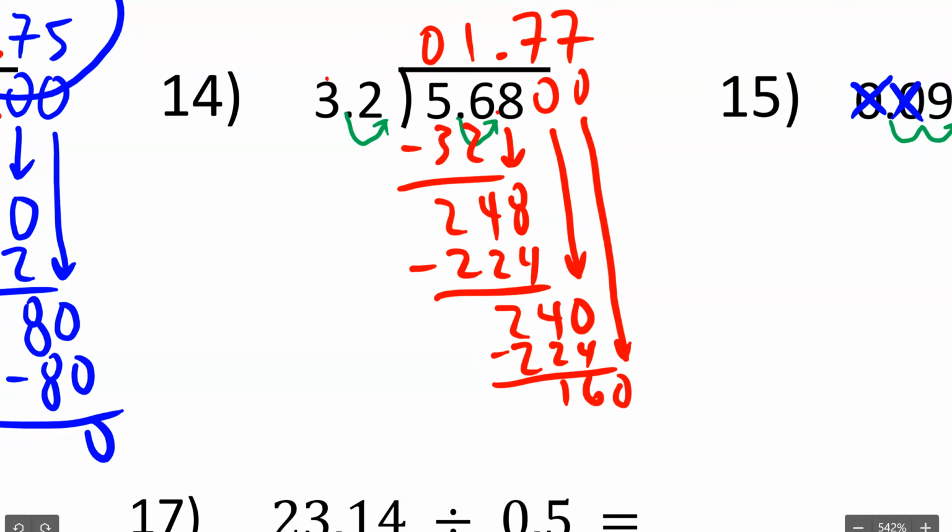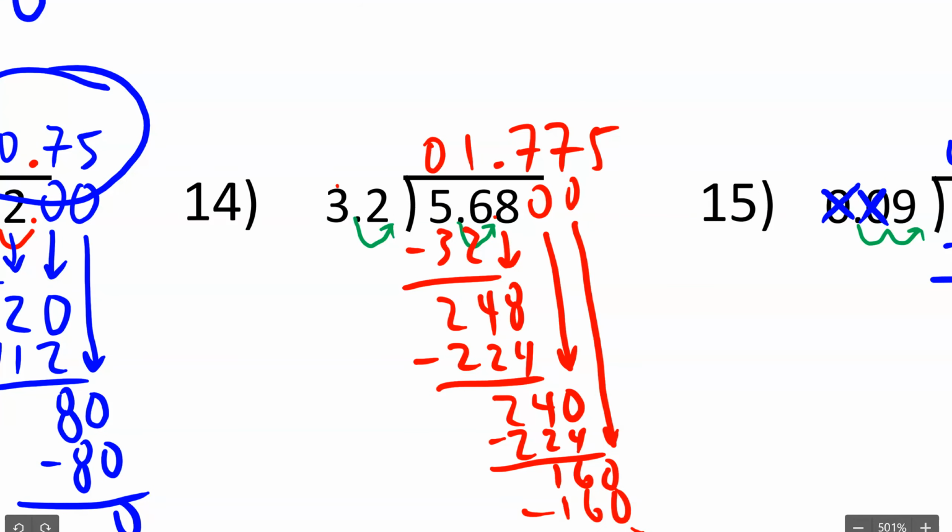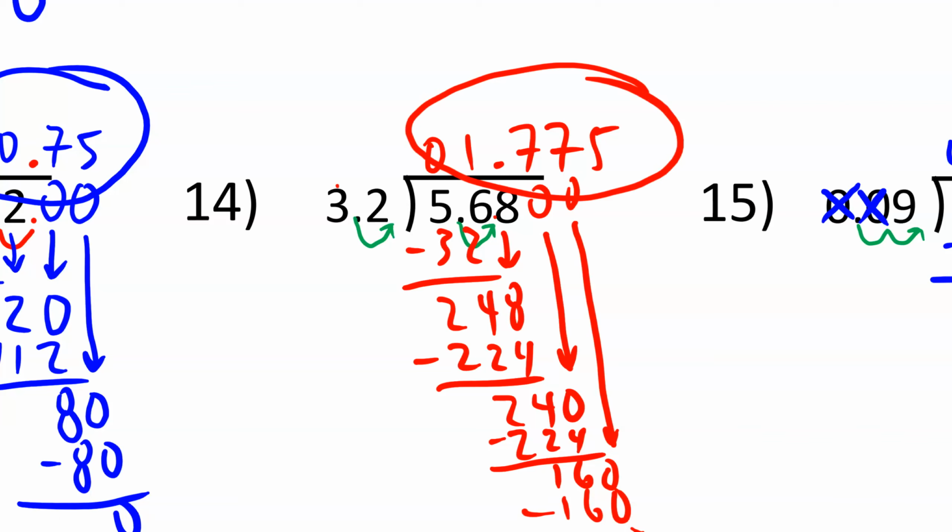How many 32s are in 160? And it looks like probably 5. So 5 times 2 is 10. 5 times 3 is 15. Plus the 1 is 16. And yep, sure enough. So then now I have my answer of 1 and 775 thousandths.